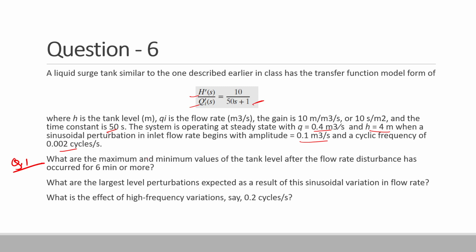So the first question is, what are the maximum and minimum values of the tank level after the flow disturbance has occurred for 6 minutes or more? What are the largest level perturbations expected as a result of sinusoidal variation in the flow rate? What is the effect of high frequency variation, say 0.2 cycles per second?